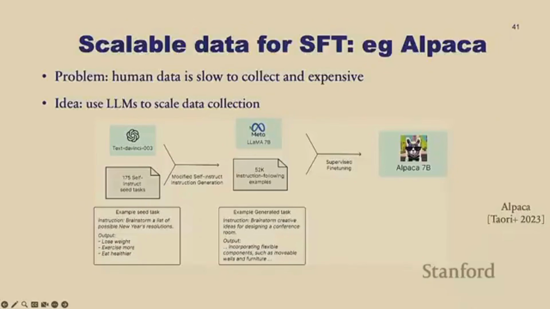And then we simply took Llama 7B, which was the best pre-trained model at the time, and we just fine-tuned this with supervised fine-tuning, as I told you. And that's how we got the Alpaca 7B model.